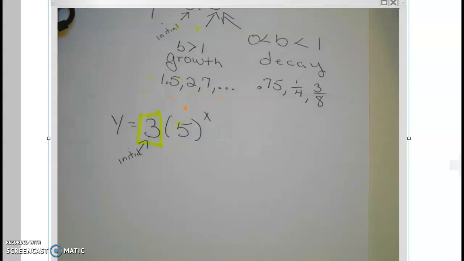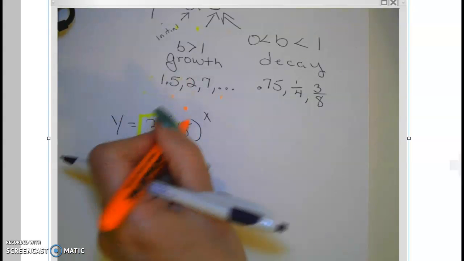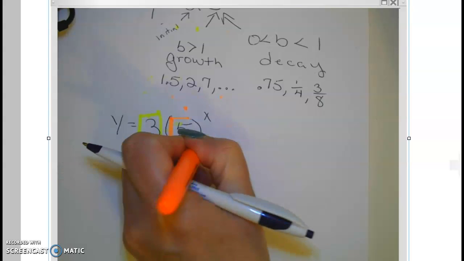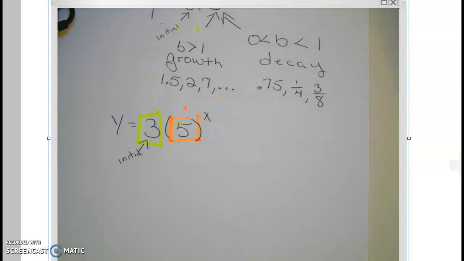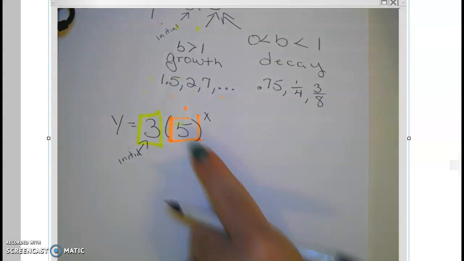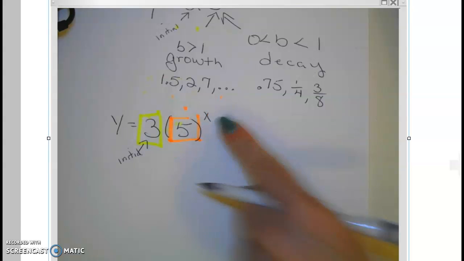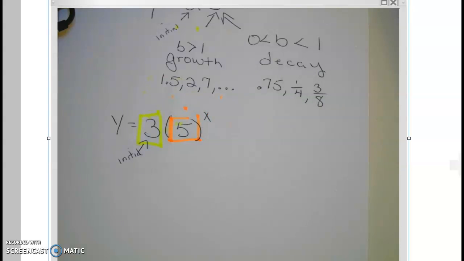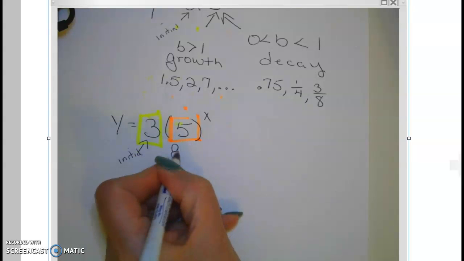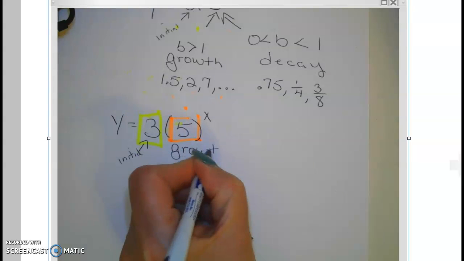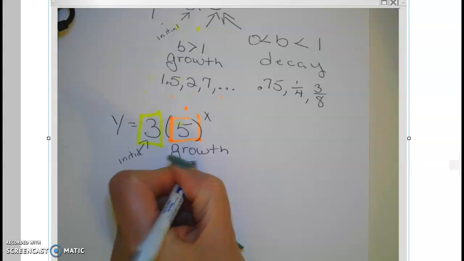Now, my next question: is this growth or decay? In order for me to figure that out, I need to look at the base. Remember, this is an exponent, it is being raised to the x value. Is that b value, the 5, greater than 1? Yes, it is. So therefore, this is growth. What is the factor? It is by a factor of 5.